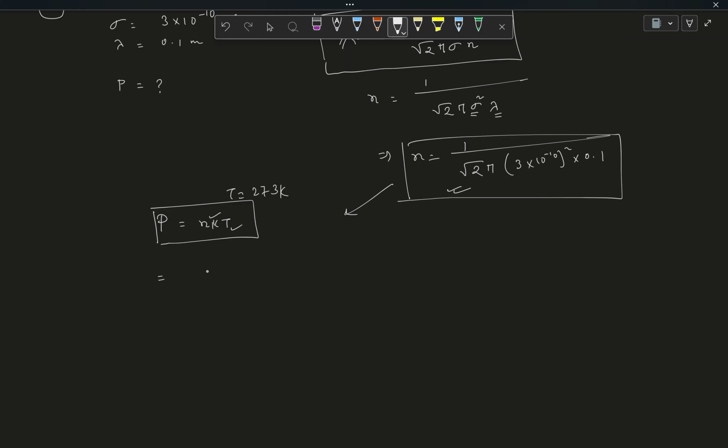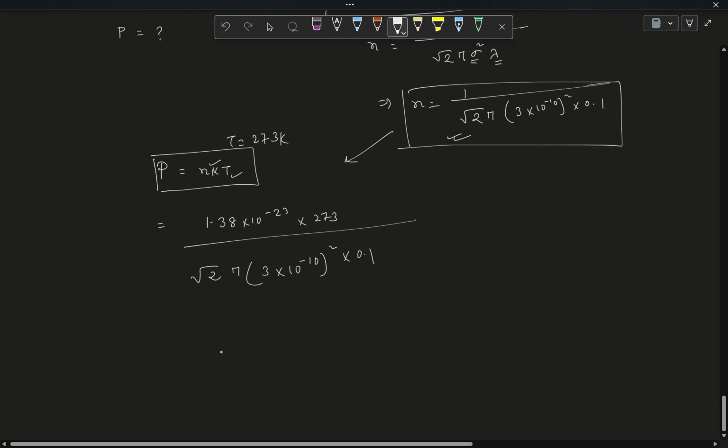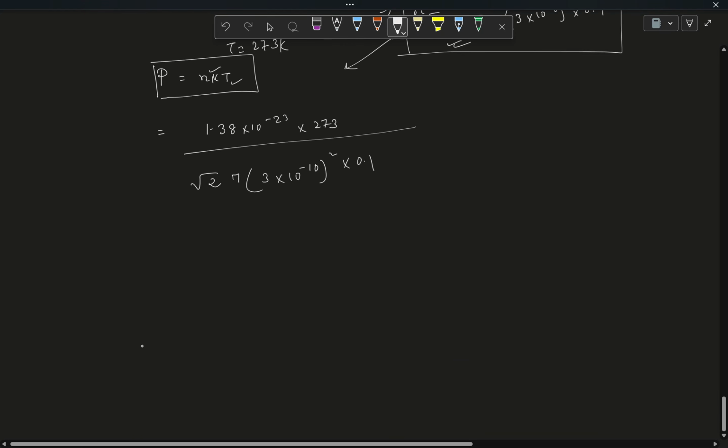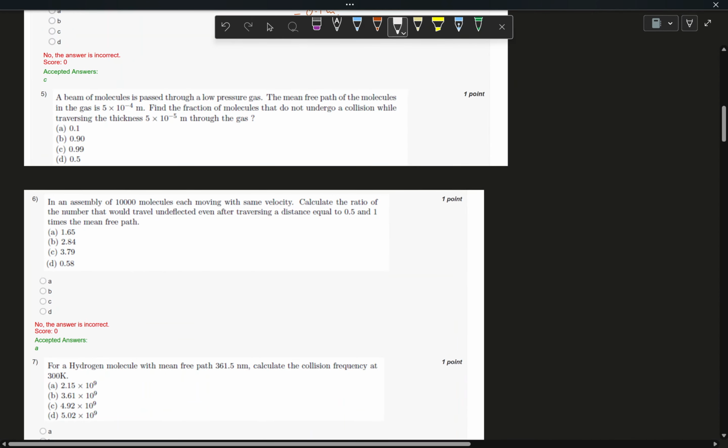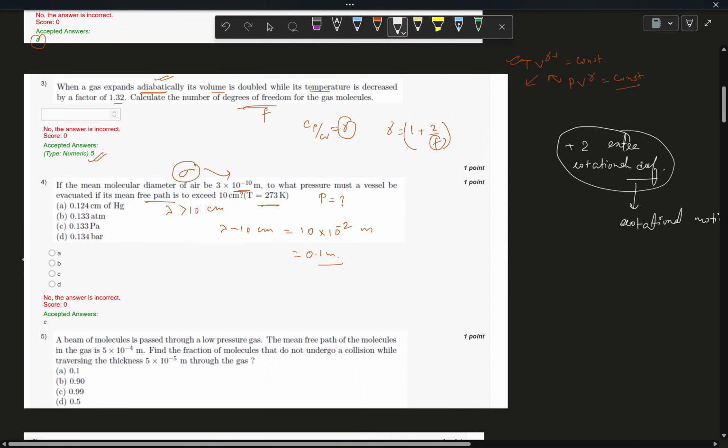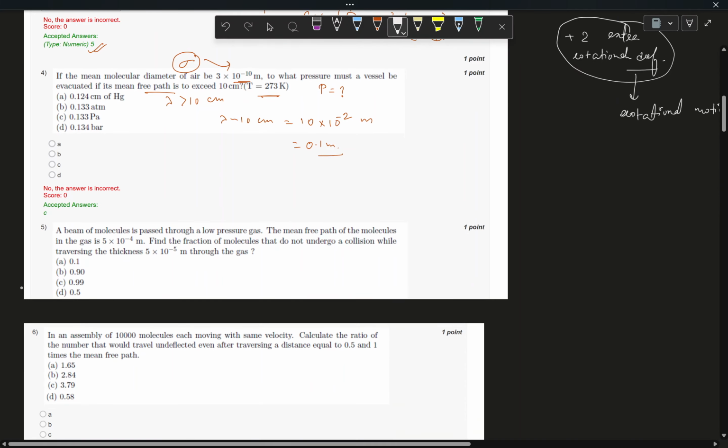If you put all of those together, K is 1.38 into 10 to the power of minus 23 SI joule per Kelvin into 273 Kelvin, divided by the N value, which is root 2 pi times (3 into 10 to the power of minus 10) whole squared into 0.1. If you use your calculator, you will get a value of 0.09 Pascal. But if you look at the options, there is no option given as 0.09 Pascal. So you would wonder what part of the calculation has gone wrong. From here you have to identify.